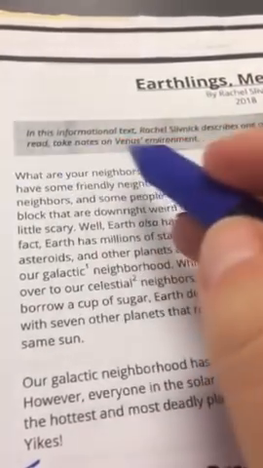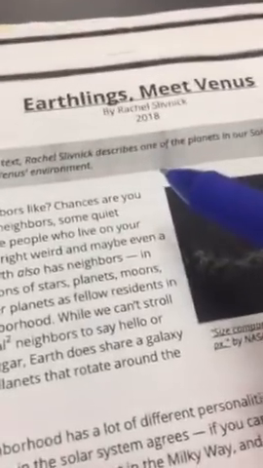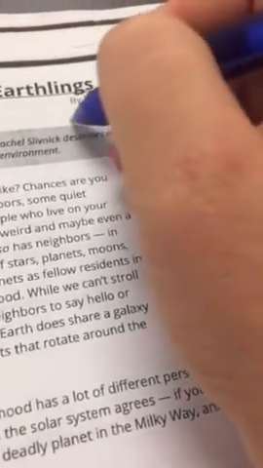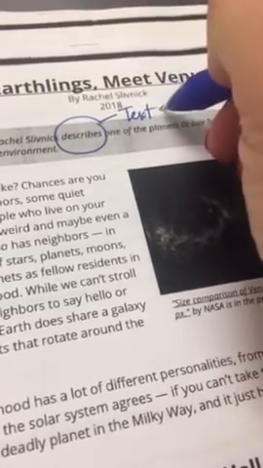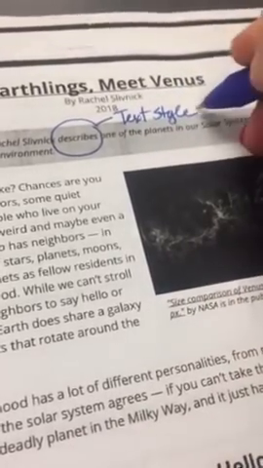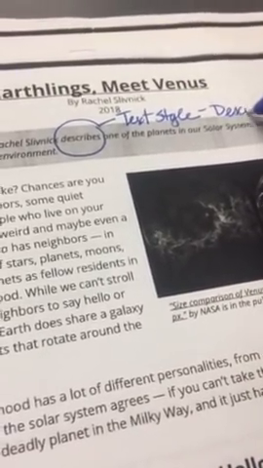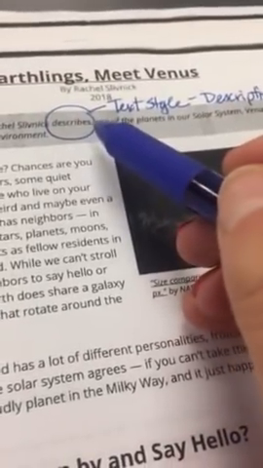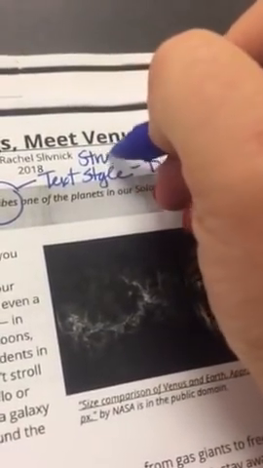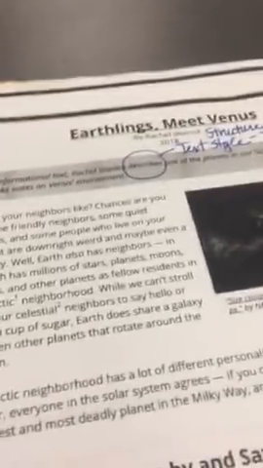And this is informational text. It tells you the author. It describes one of the planets. And this is the text style. This is a descriptive text. All right, and so that gives you an idea of the text structure, and I'm going to put structure up here because that'll help, because this is a descriptive piece.